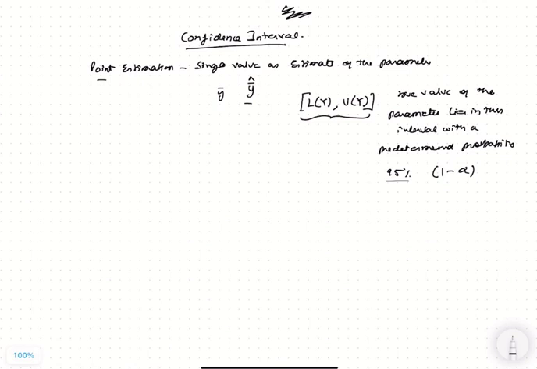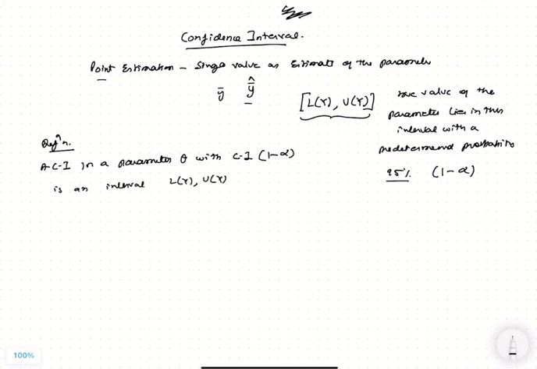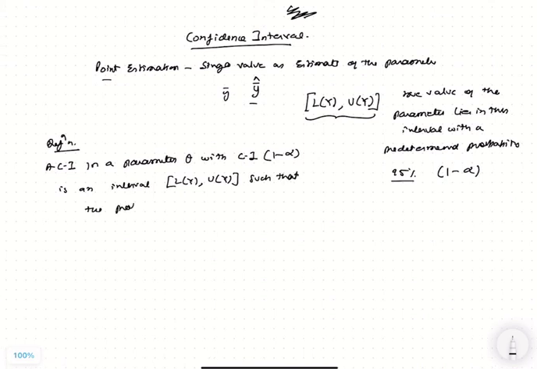So what is the definition of confidence interval? A confidence interval for a parameter theta with confidence level 1 minus alpha is an interval lower y, upper y, such that the probability that theta lies in this interval is 1 minus alpha.